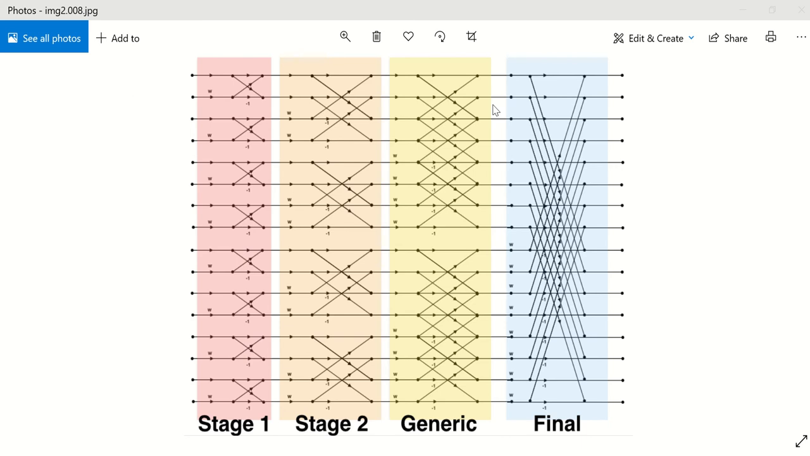About the twiddle factor: for a DFT we have the input sequence x of n multiplied with W n, which is e power minus j, that is cos plus j sine. Each twiddle factor, that is W80, W81, W82, and so on, will be there for an 8-point FFT. Similarly for a 64-point FFT we'll have W64 0, W64 1, W64 2 and so on.